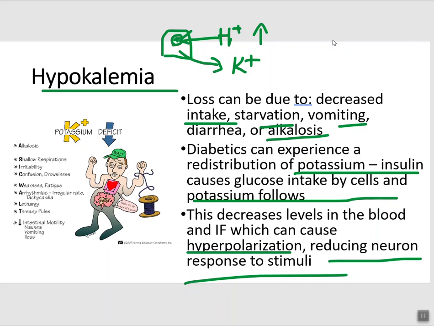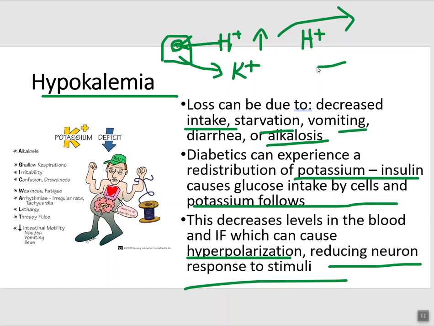So in alkalosis, we're going to have additional hydrogens leaving the cell, which means we're going to have to bring in more potassium. That's why alkalosis causes hypokalemia.